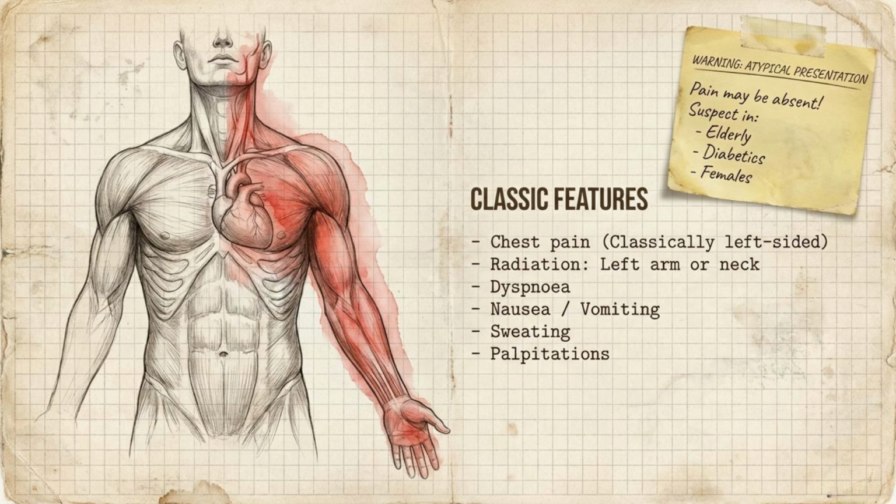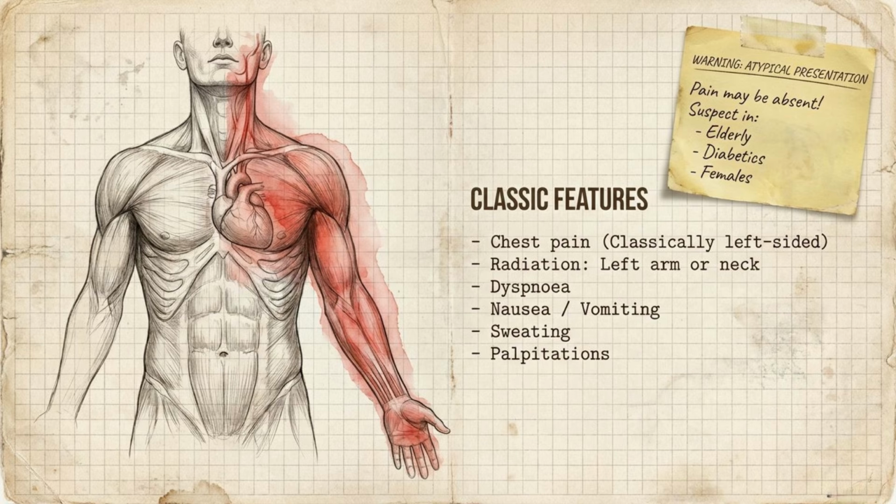Right. ACS isn't one thing. It's a spectrum. It's really just an umbrella term for when blood flow to the heart muscle is suddenly blocked or reduced. So the goal for this deep dive is to get into the real decision trees doctors are using when a patient rolls in. We're moving past call for help and into what happens next. Which brings us to the very first challenge.